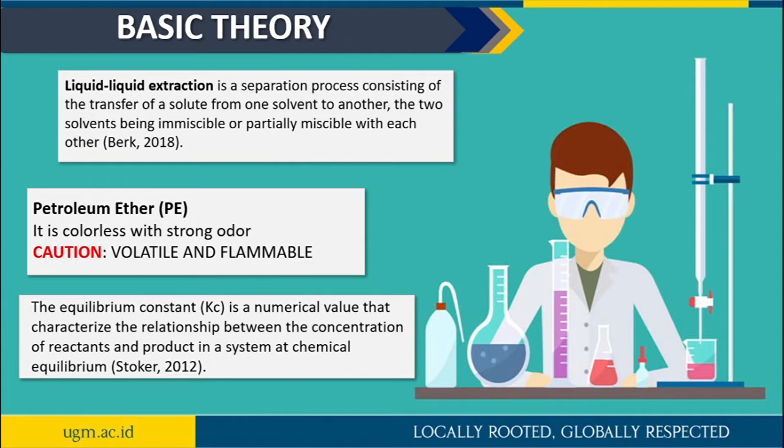Also, this experiment uses petroleum ether. What is petroleum ether? It is a colorless substance with a strong odor. And I will tell you something important: this substance is volatile and flammable. So make sure you wear the standard PPE, or personal protective equipment. This experiment uses the principle of the equilibrium constant, which is a numerical value that characterizes the relationship between the concentration of reactant and product in a system at chemical equilibrium, Stoker 2012.